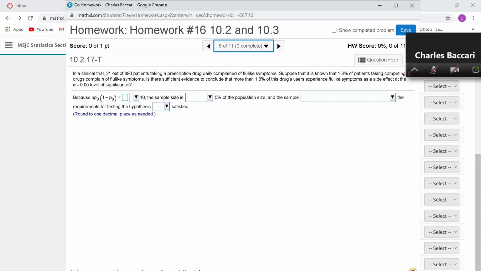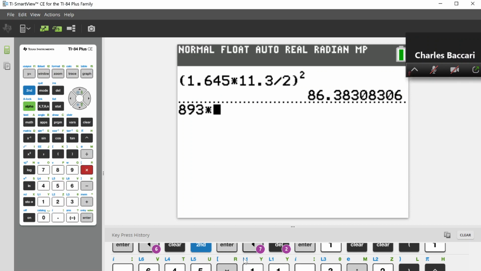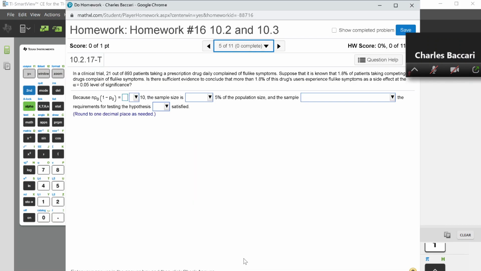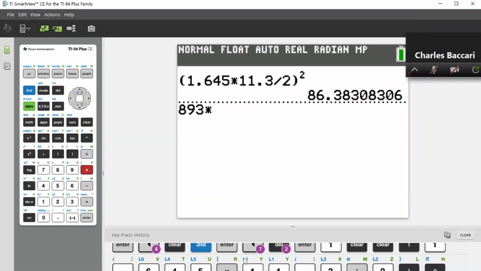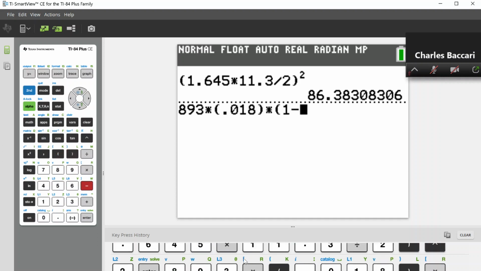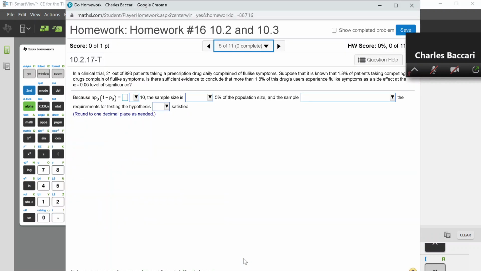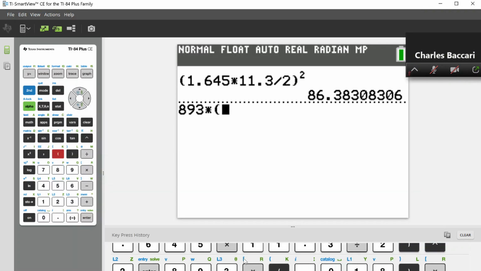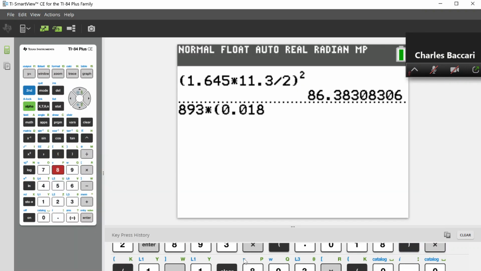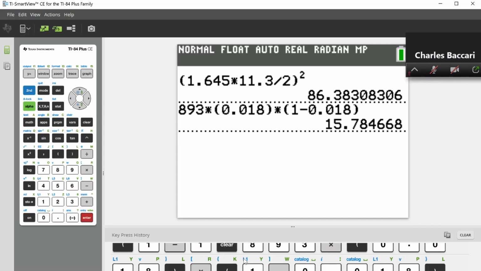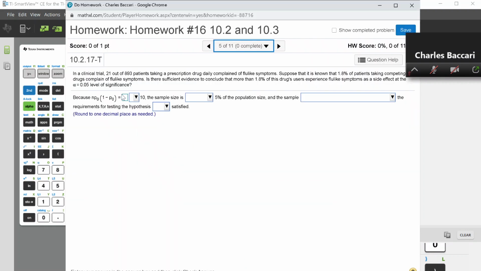So let's do this. N is obviously 893 because that's the total number. So we're going to do 893 times the percent of people that they know. Suppose that it's known at 1.8%, so that would be 0.018, times 1 minus 0.018. And we get 15.8. So we're going to put 15.8. That's the first step.